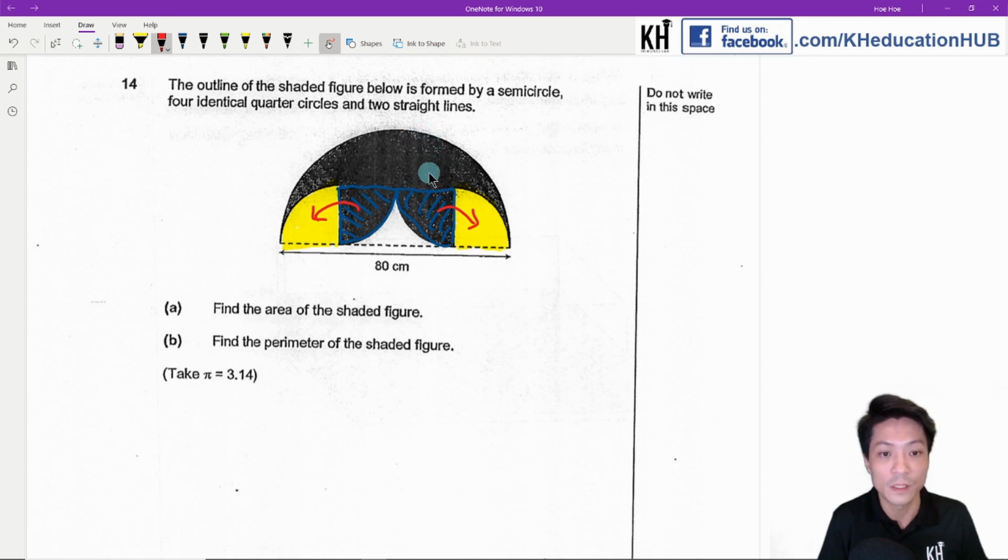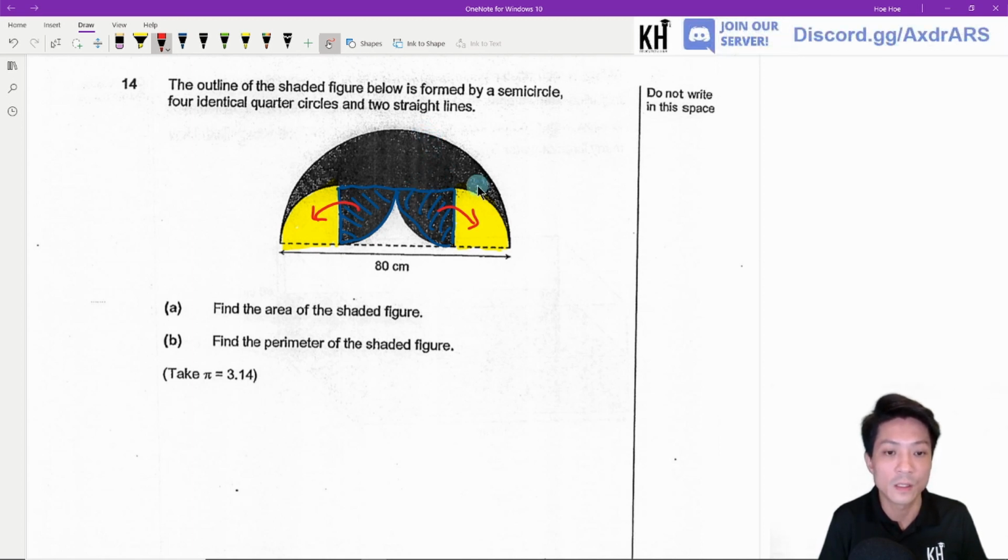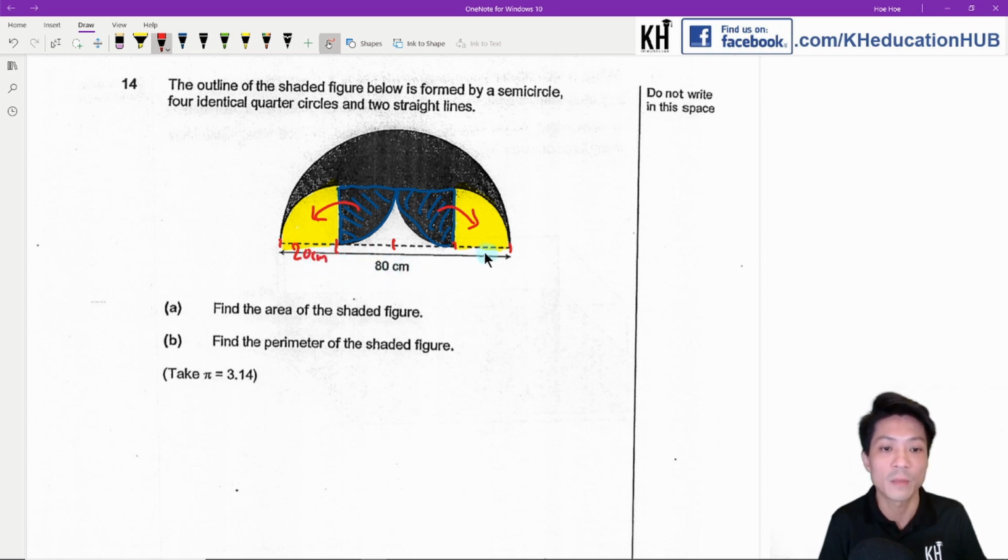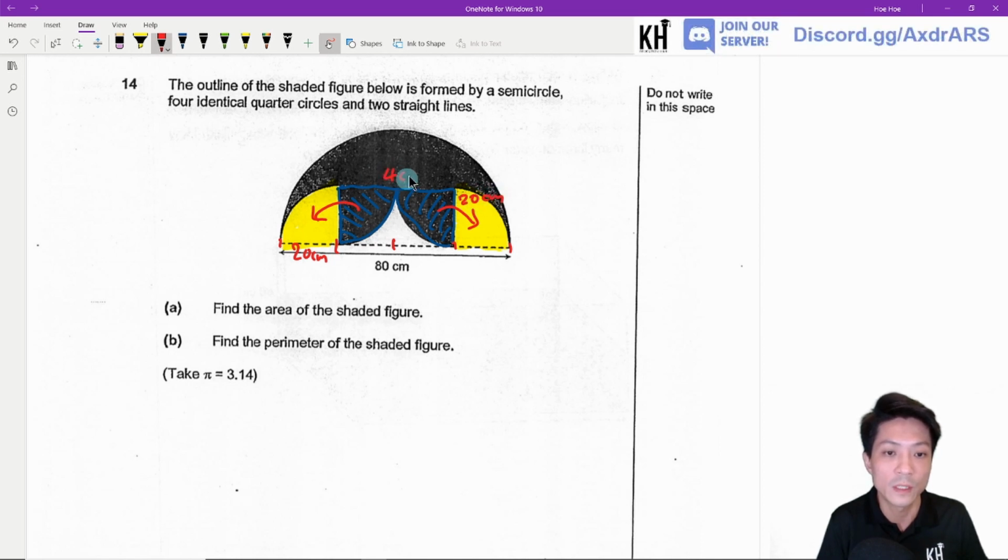The first thing we need to figure out is the length of the rectangle. So this is cut into 1, 2, 3, 4 equal parts, right? Which means that I know that this is 20 cm, 80 divided by 4. So basically the breadth is 20 cm. The length is 40 cm.